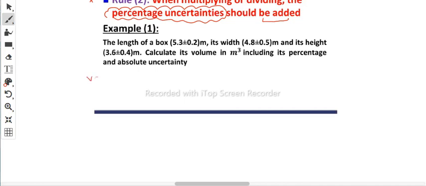The first step is to calculate the volume of this box. You will take your length and multiply it by the height and by its width. So it is 5.3 multiplied by 4.8 and multiplied by 3.6. Using the calculator, your final answer is 91.584 cubic meters.